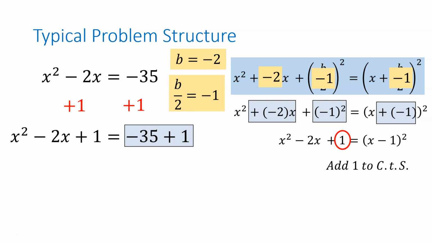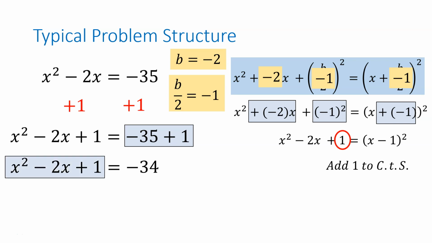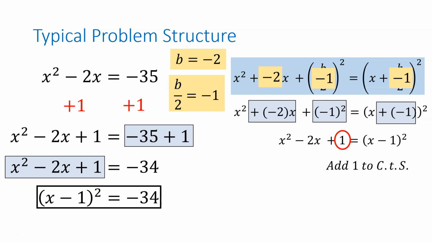We can evaluate the right-hand side, negative 35 plus 1 as negative 34. The left-hand side, according to our pattern, can be written as a perfect square. We get x minus 1 in parentheses squared equals negative 34.